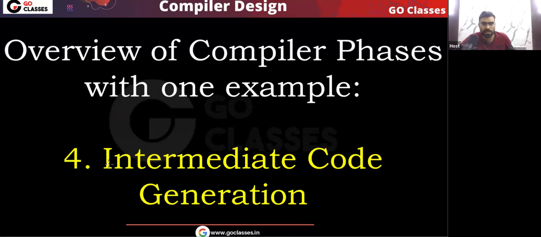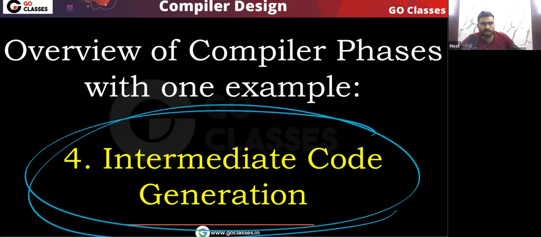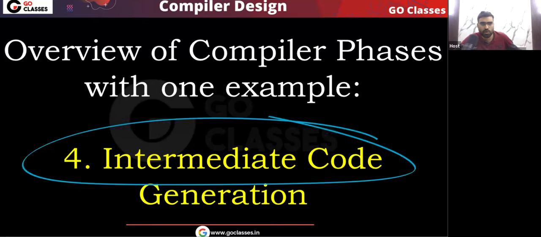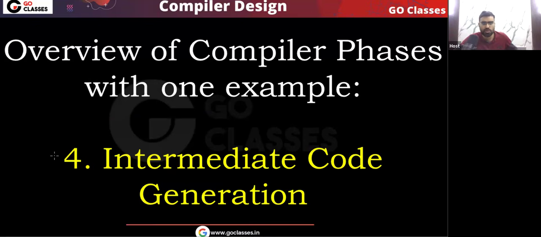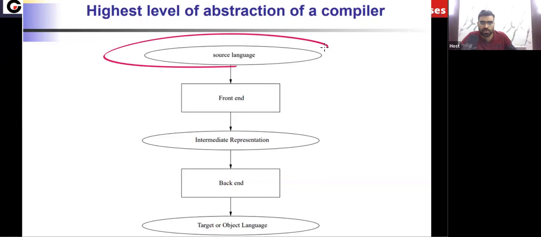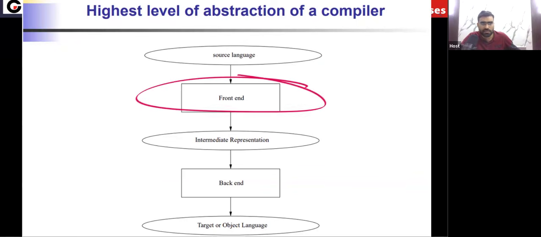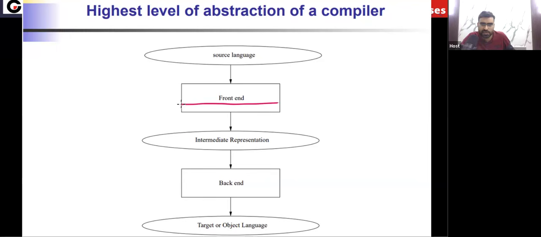I told you that intermediate code is machine independent and source language independent. So in this phase, we are finally going to generate the intermediate code from the source language. You have a source program, and that source program will be converted into the intermediate code. The last stage of the front end is intermediate code generation, which generates the intermediate code.